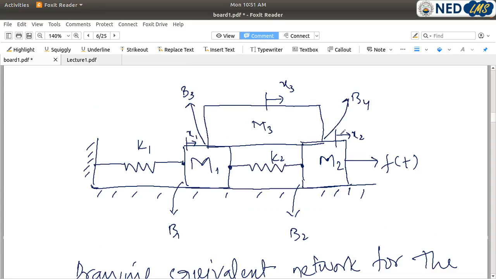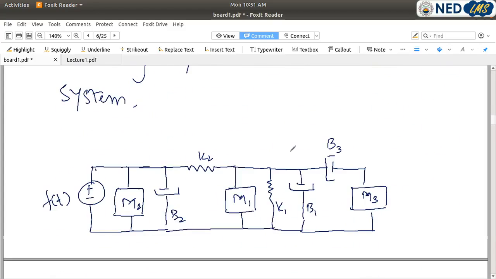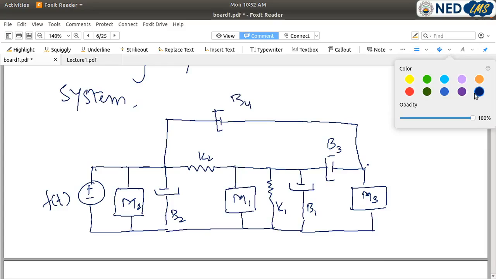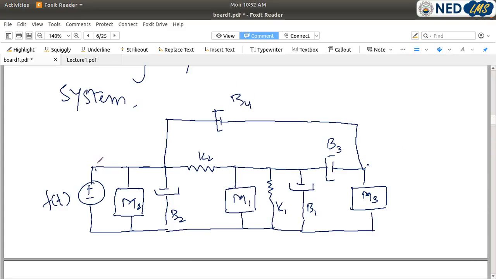Now at node x3 there is one additional element B4, which is in between node x3 and x2. Here this is node x3, this is x1, and this node is x2. So I will draw this element B4 from node x2 till node x3. So this is our equivalent network. I am marking these nodes.